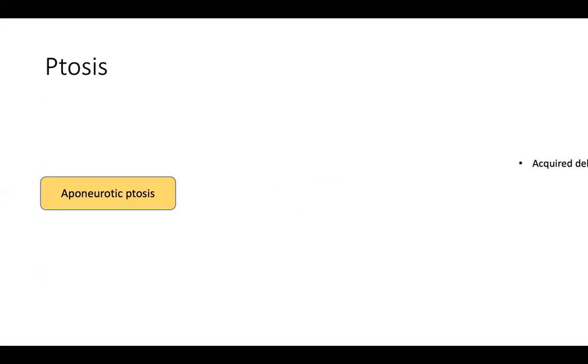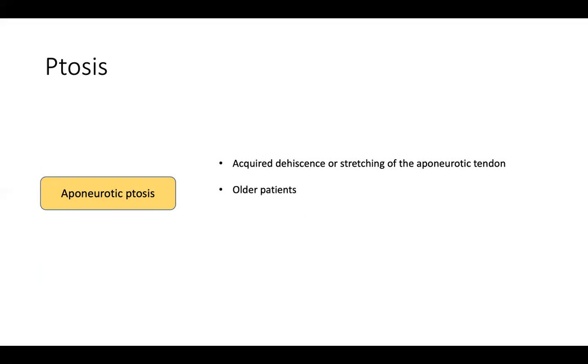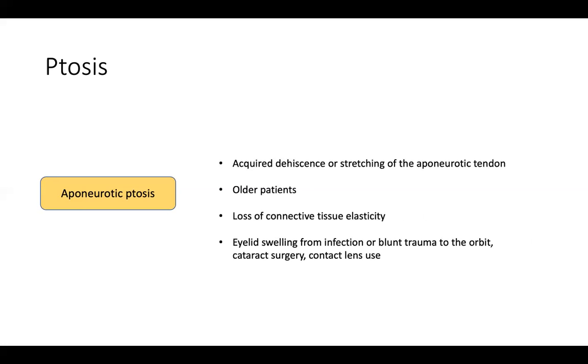Aponeurotic ptosis is an acquired dehiscence or stretching of the aponeurotic tendon, which connects the levator muscle to the tarsal plate of the eyelid. It occurs commonly in older patients, presumably from loss of connective tissue elasticity. Aponeurotic ptosis is also a common sequela of eyelid swelling from infection or blunt trauma to the orbit, cataract surgery, or contact lens use.